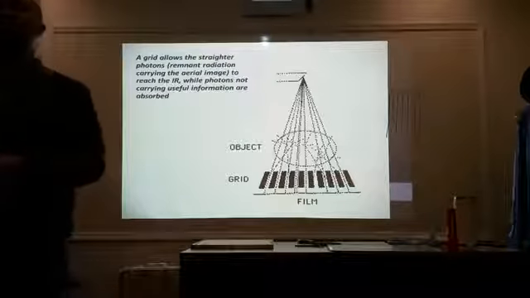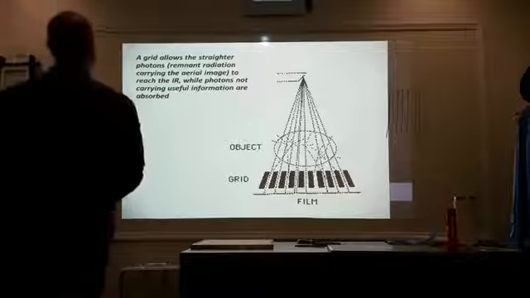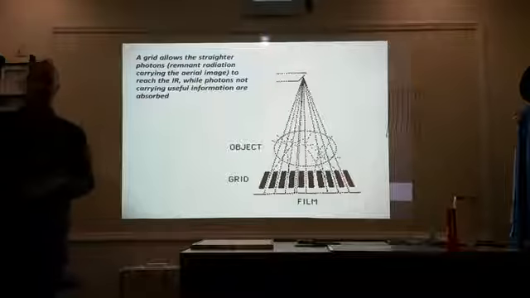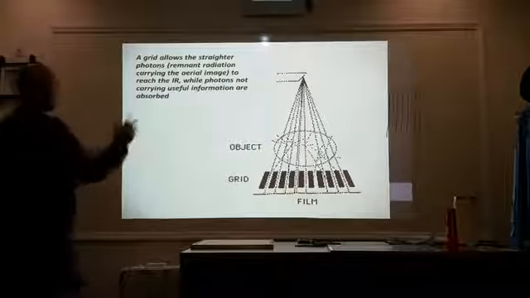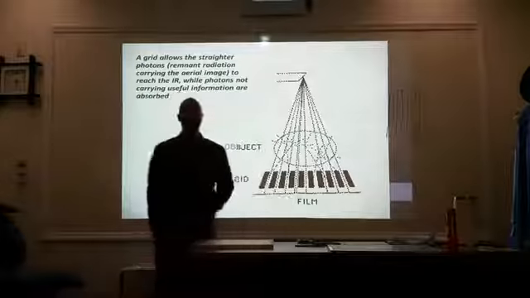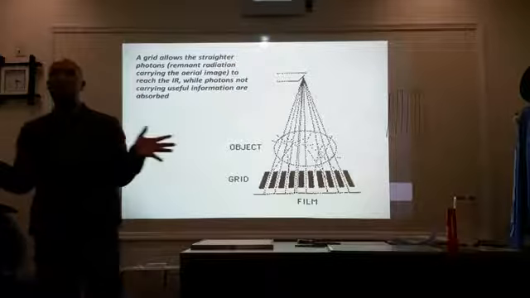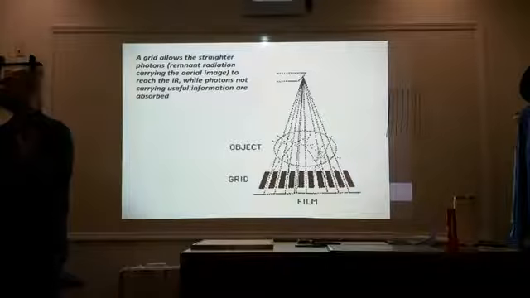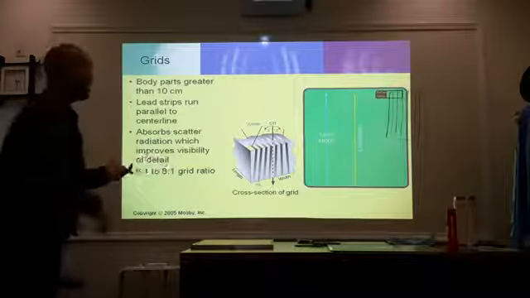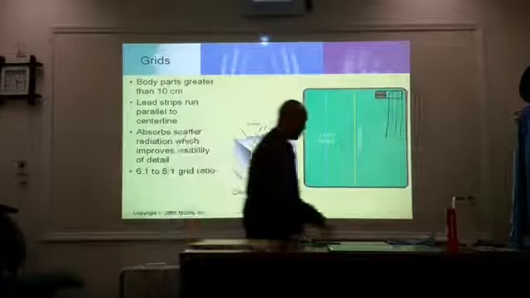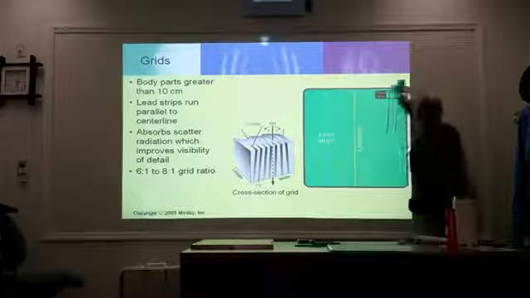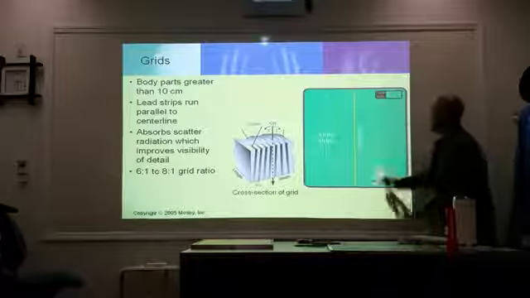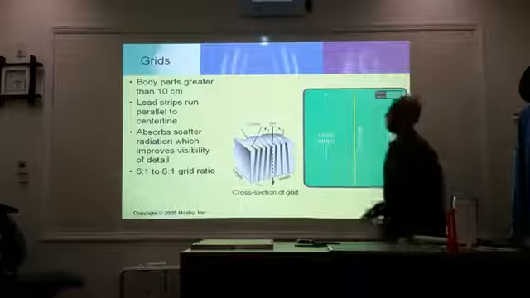Here is that cross-section of the grid that I showed you. A grid allows the straighter photons, the remnant radiation carrying the aerial image, which includes both the primary and scatter radiation, so the ones traveling in a more straight direction, to interact with the film, and those traveling in a very angular direction are going to be absorbed by the lead strips. Okay, this is an example again of a grid, a cross-section of one. The lead strips go along the length of the grid.